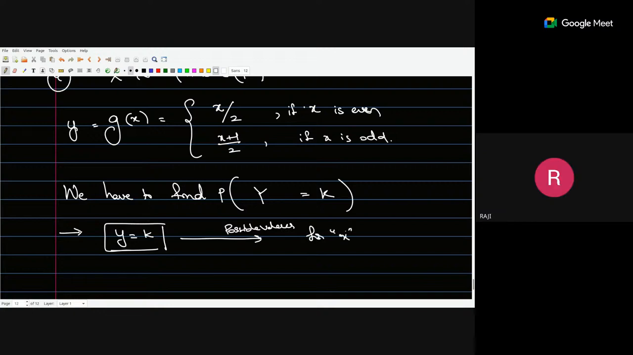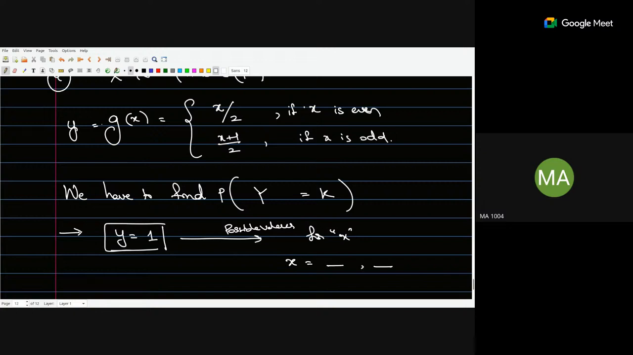Any real number. Okay, so for what values of x will y be k? Instead of k, let me start with something very simple: 1. So in order to get y to be 1, what should be my x values? For what values of x will I get y as 1?